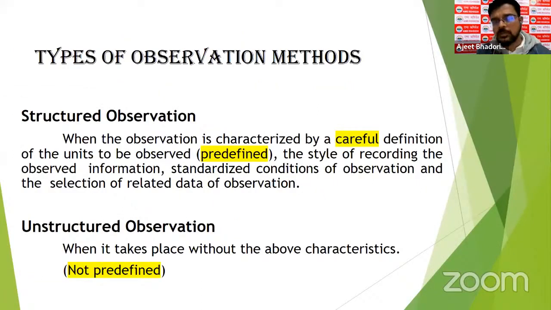So types of observations can be structured. If you have a fixed checklist: facility for drinking water available or not, toilet facility available or not, patients' weight was taken or not. So if you have a fixed checklist for your observation, then you have a predefined checklist. You will do a careful observation, and whatever data was required will be collected by using that checklist.